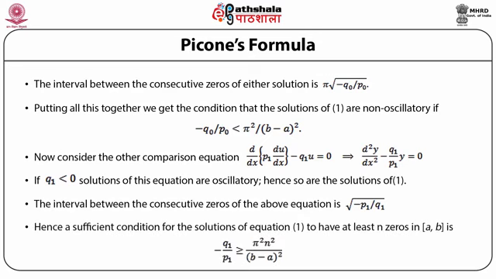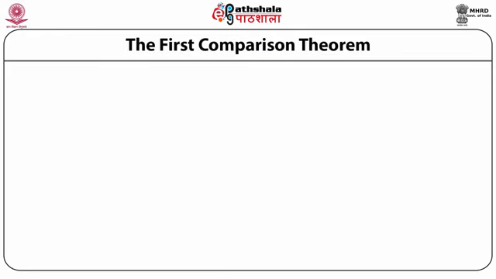Hence, a sufficient condition for the solutions of equation 1 to have at least n zeros in the interval a to b is minus q1 by p1 is greater than or equal to pi square into n square by (b minus a) whole square. We now discuss the first comparison theorem.